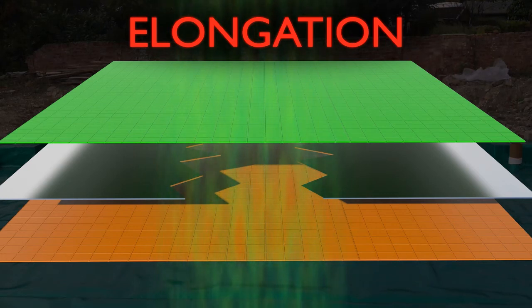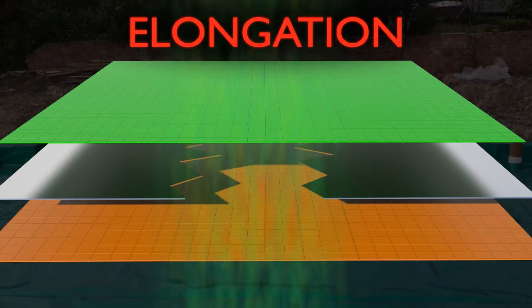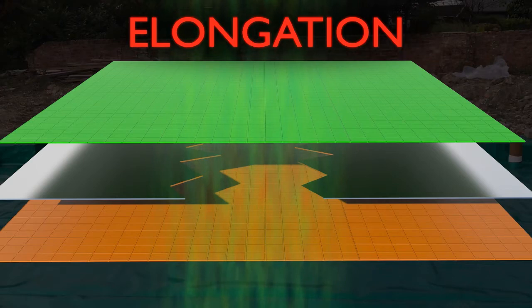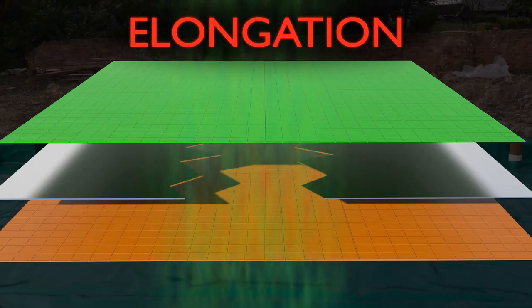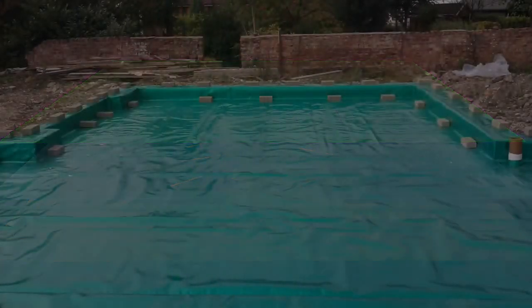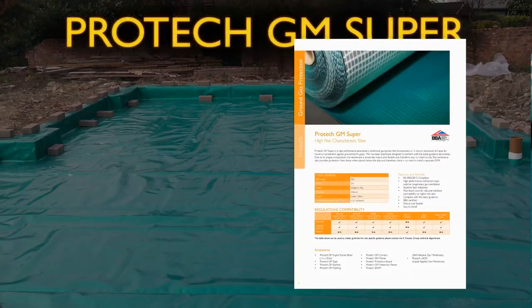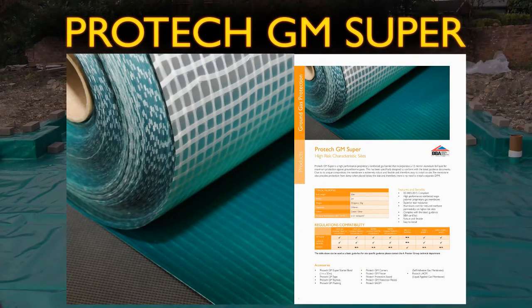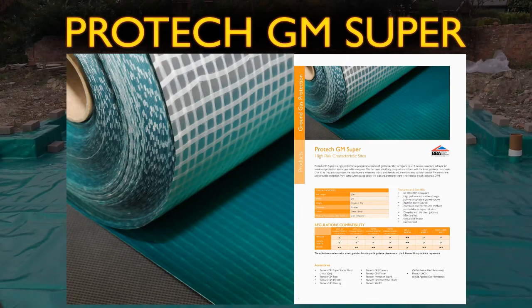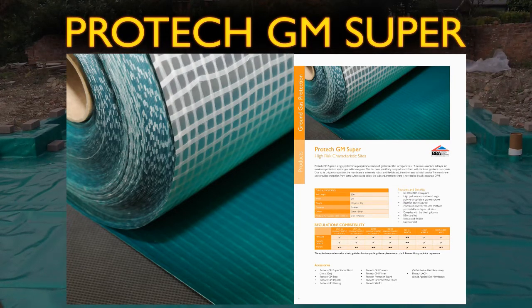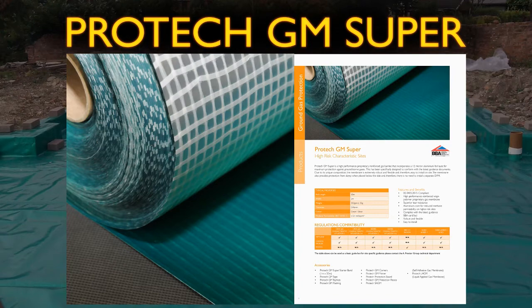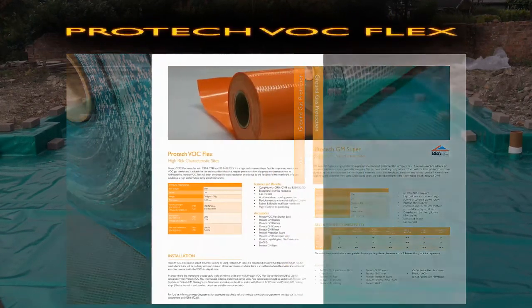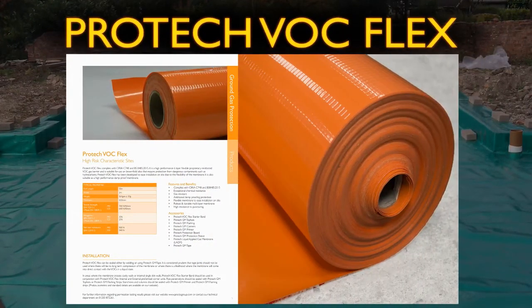It is therefore critical when using foil-based membranes to make sure settlement is minimised and expansion joints are properly detailed to avoid overstressing of the membrane. Foil membranes such as the Proctor Group's Protect GM Super are generally considered a better fit for common ground gas applications such as methane and landfill gases. When dealing with VOC contamination, dedicated membranes such as Protect VOC Flex will offer a more comprehensive solution.